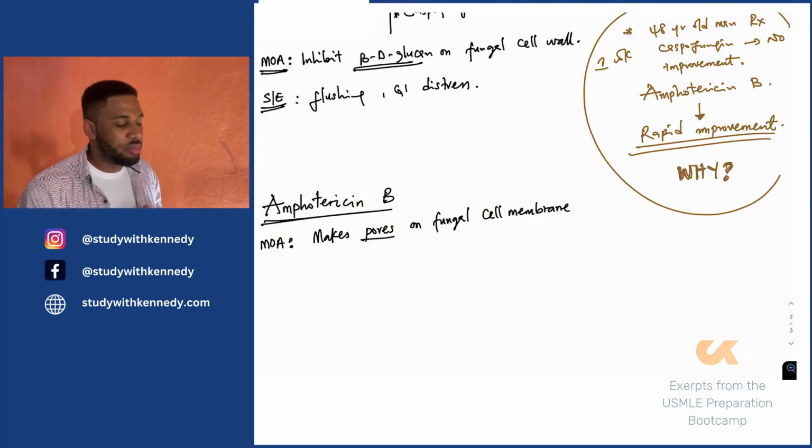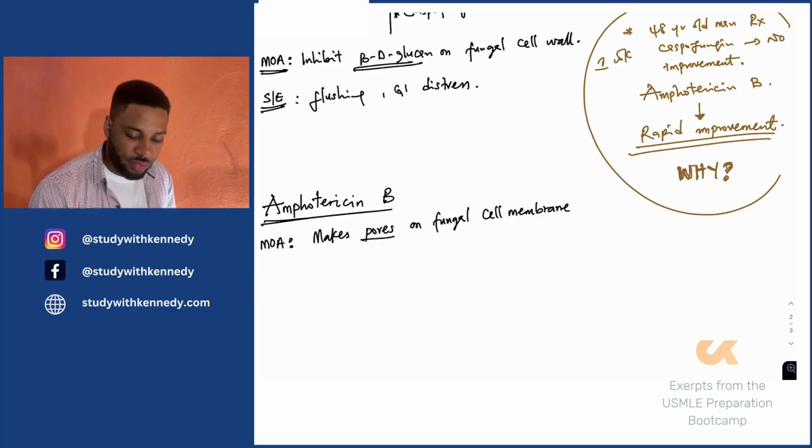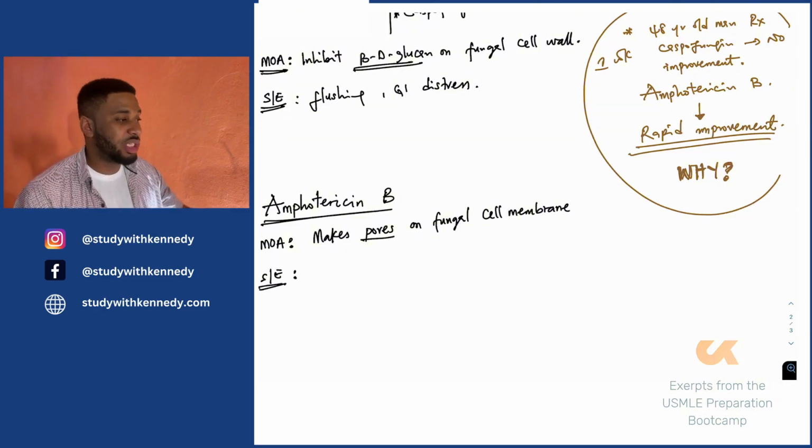You use amphotericin B usually only when you have severe fungal infections. This medication is extremely toxic, so you don't want to use it just for fun. You use it when it is absolutely necessary, usually for serious systemic fungal infections. What is the side effect of amphotericin B? What are the side effects?